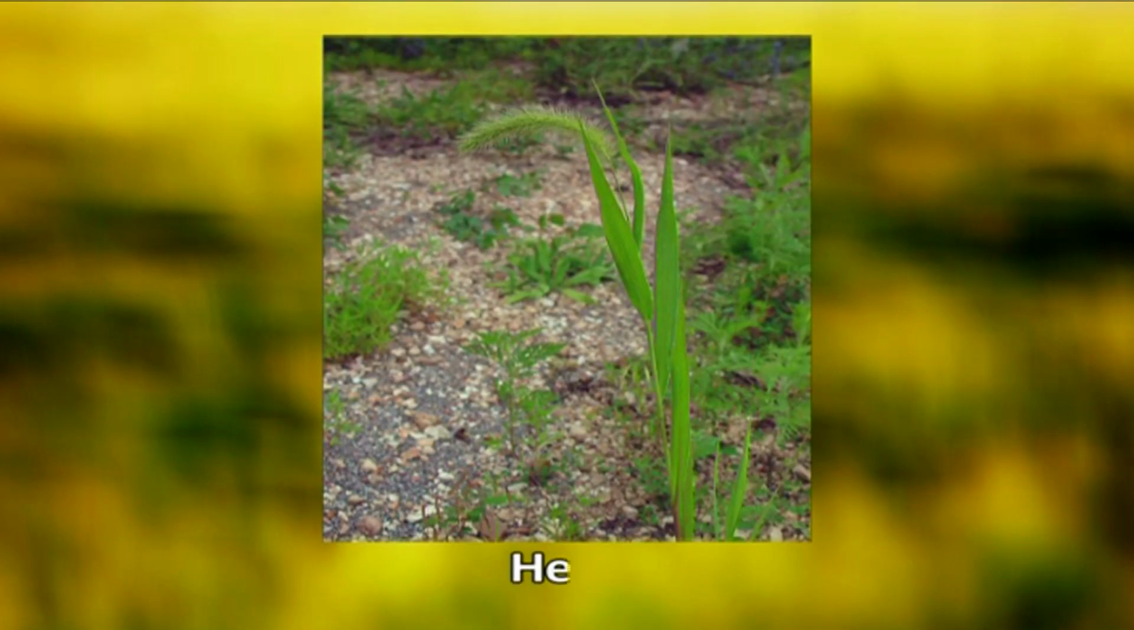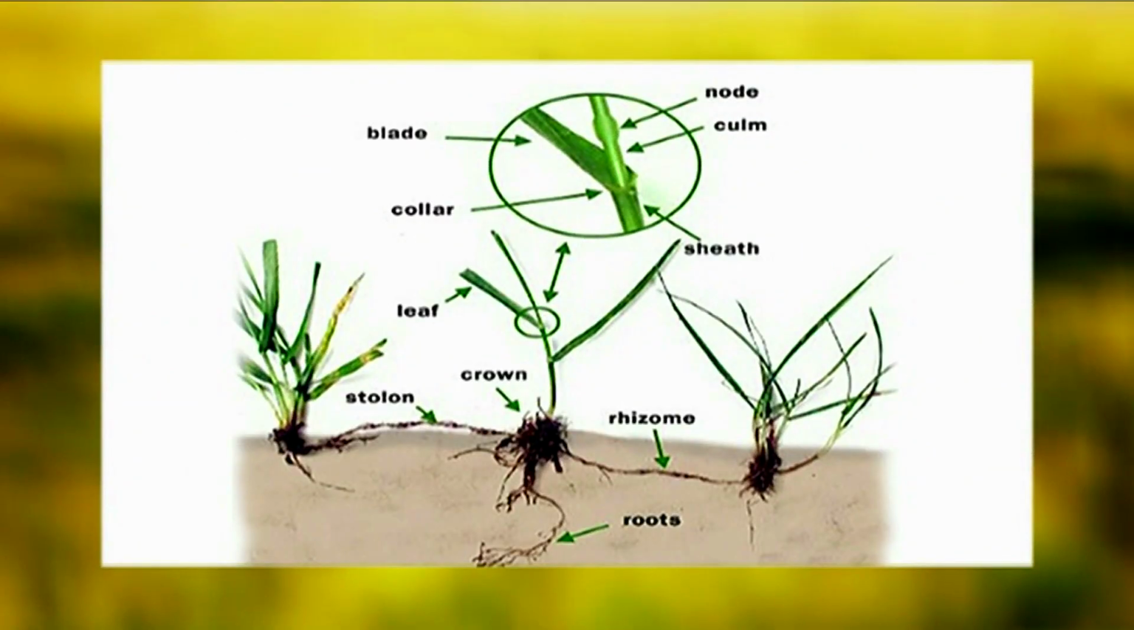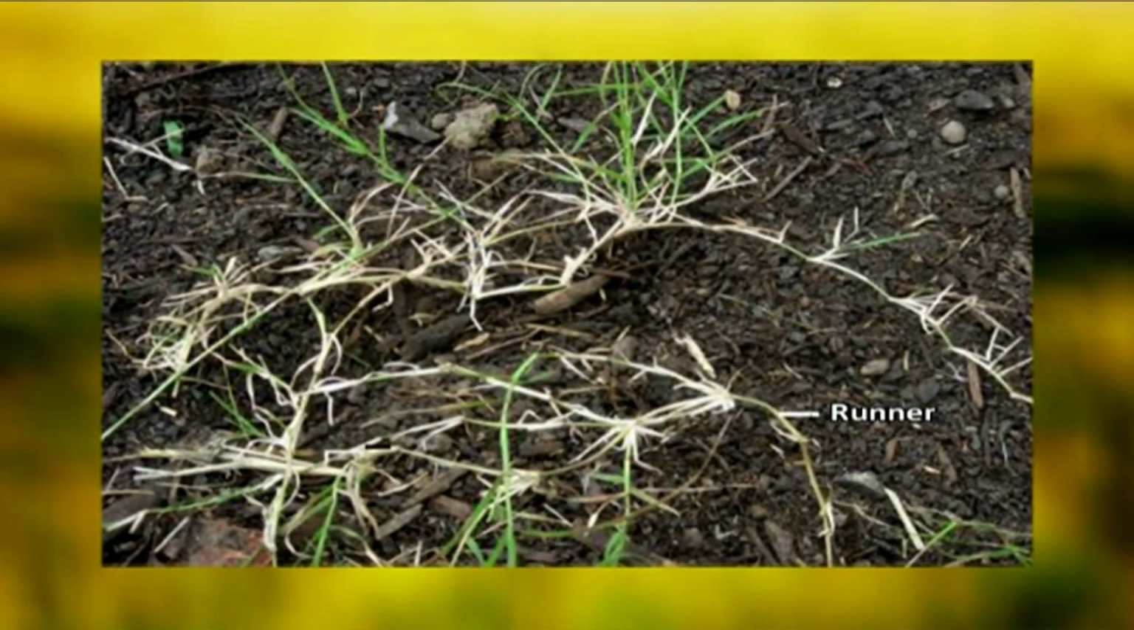Now we will discuss its taxonomy. We will start from its habit. The members of the family Poaceae are mostly either annual or perennial herbs, or sometimes, rarely, shrubs or trees, as we see in the case of bamboos. When they are perennial herbs, they often have rhizomes, stolons, runners, etc.